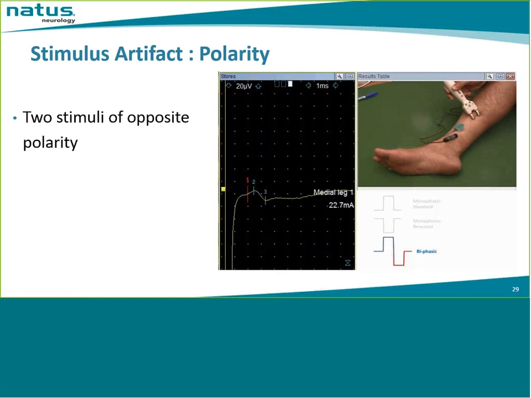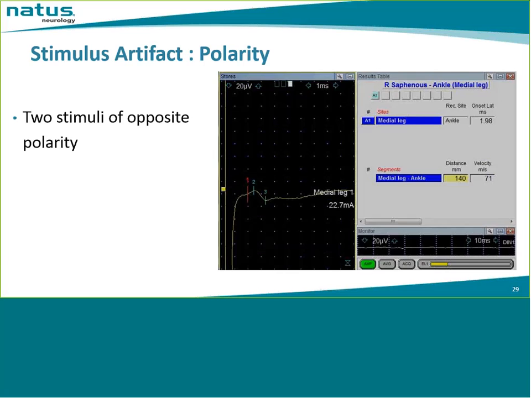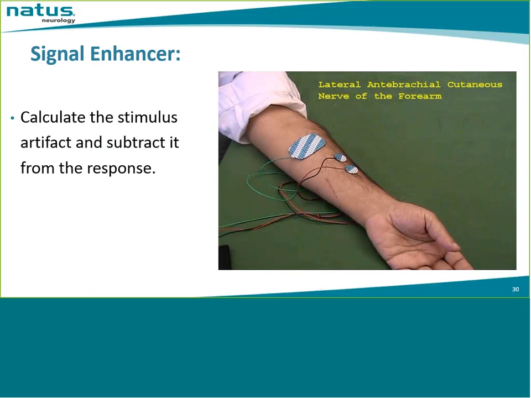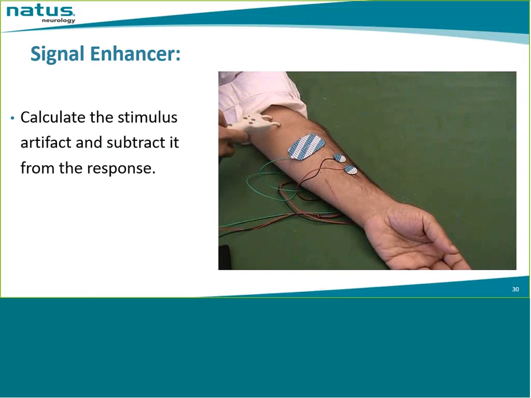Another technique we can use is something called signal enhancer. I'm going to demonstrate it by using sensory conduction studies in the lateral antebrachial cutaneous nerve. Let's stimulate. We have a nice sensory nerve action potential. We can see a little bit of artifact. Notice that the artifact changes very slowly compared to the sensory nerve action potential. The artifact is almost like a U shape.